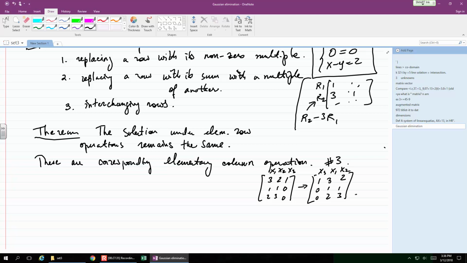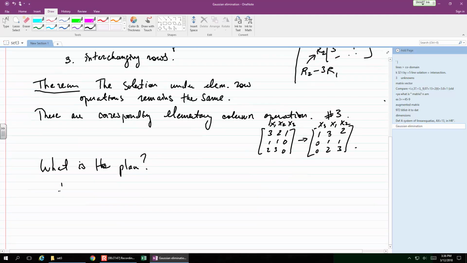Okay, so what is the plan of accomplishing what we want, finding the reduced row echelon form? And the answer is, well, there are 2 steps. First, find the row echelon form. Number 2, find the reduced row echelon form.